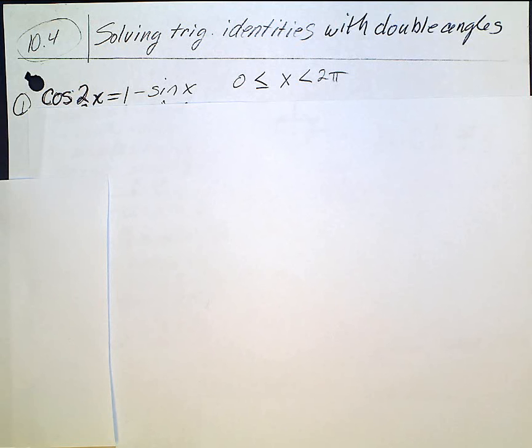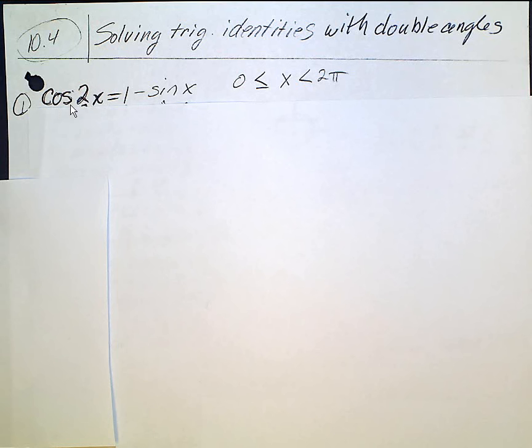I want exact radians. So when you look at the problem, you can see that we've got a double angle involved in the problem and a single angle involved in the problem. You can't solve for x unless you have all single angles or all double angles. In this case, I need to change my double angle into a single angle by choosing one of the trig identities for cosine of 2x.